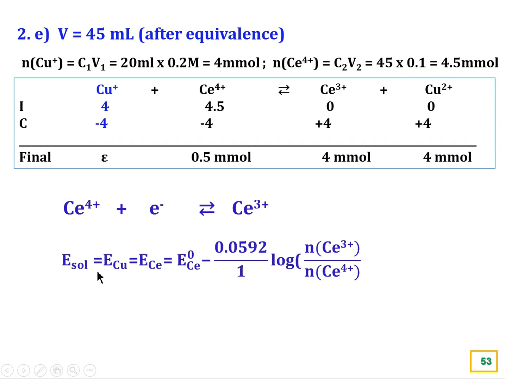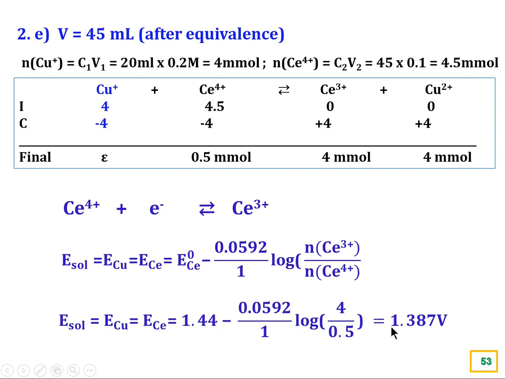So E of the solution equals E of the couple Cu equals E of the couple cerium, equals E0 minus 0.0592 divided by n1 log of the concentration of the reductant divided by the concentration of the oxidant. Since the volume of the solution is the same, we use the log of the number of moles. Therefore, E of the solution equals 1.38 volt.